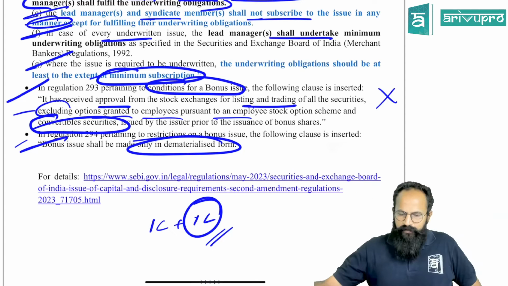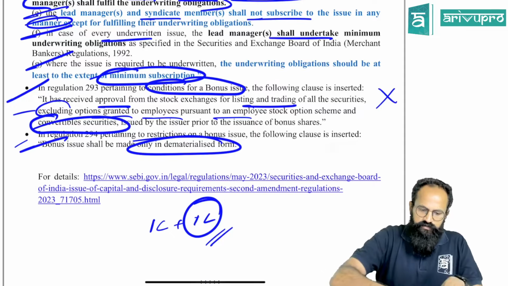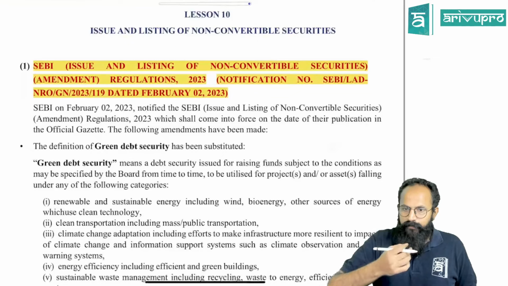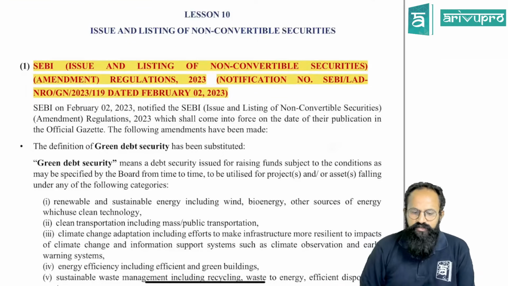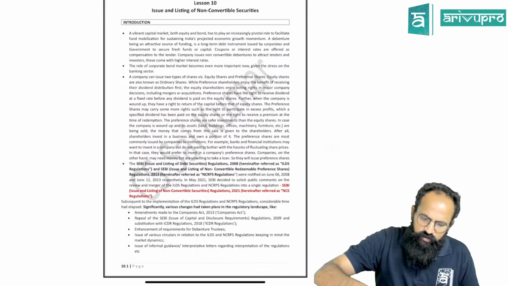Yes, sir. Clear? Okay. So this was in ICDR, people. The next one is issue and listing of non-convertible securities. In issue and listing of non-convertible securities, we already had this also.